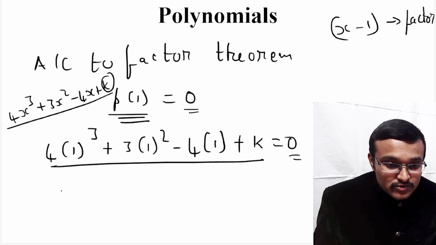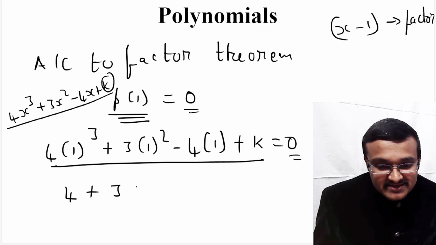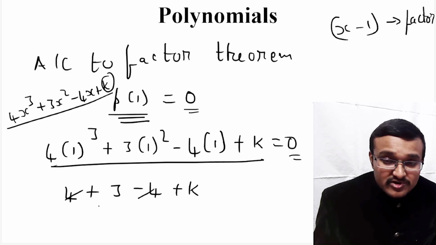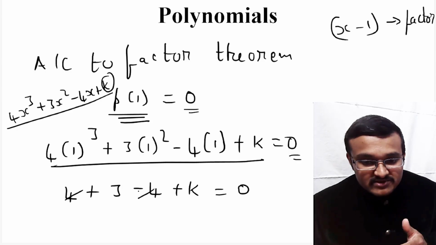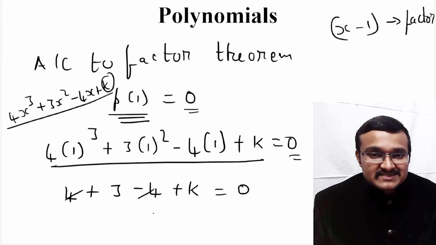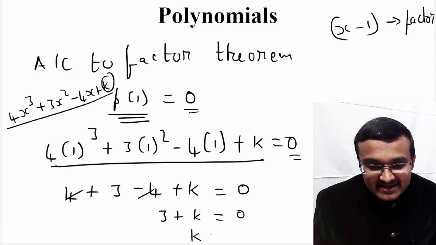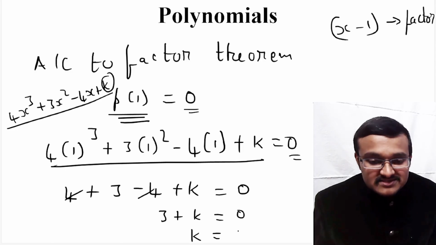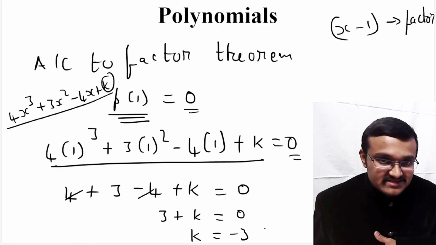So what is 4 into 1 cube? 1 cube is 1. So 4 into 1 is 4, plus 3 into 1 is 3, minus 4 plus k. Here minus 4 and plus 4 get cancelled with each other, so this entire equation will be equal to 0. So 3 plus k is equal to 0. So k is equal to, if you bring 3 to the RHS, it will become minus 3. So k is equal to minus 3.